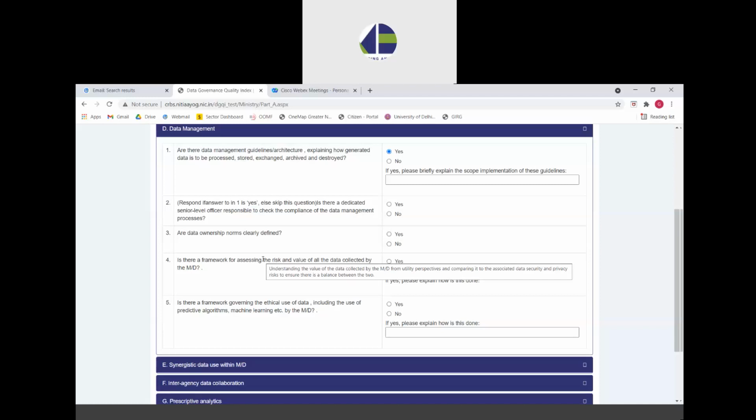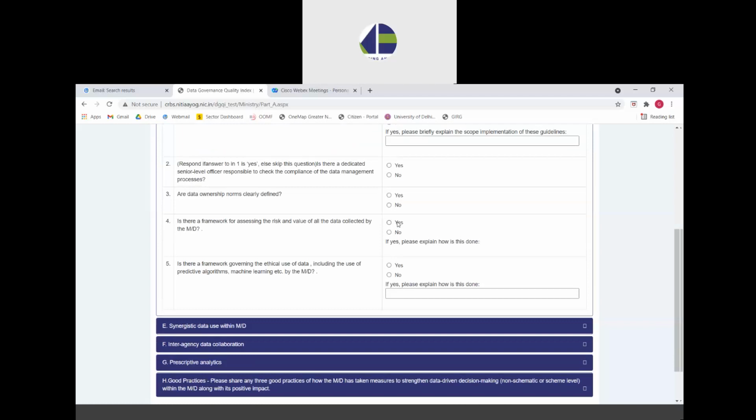So therefore, it is important to maintain the risk, and there should be a framework that should be adopted to manage this risk and to assess this risk vis-a-vis the value, as done by several other entities in the private and public domain. So if the ministry is doing this and has such a framework, then it can select yes and explain how this is done. If no, the ministries can select no.